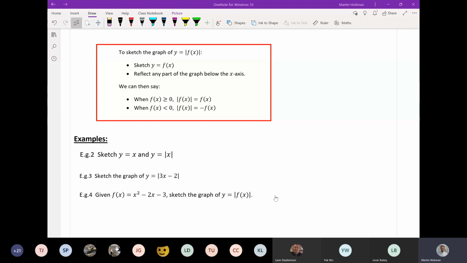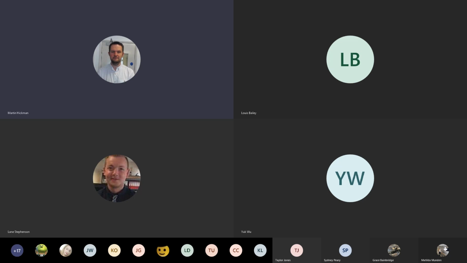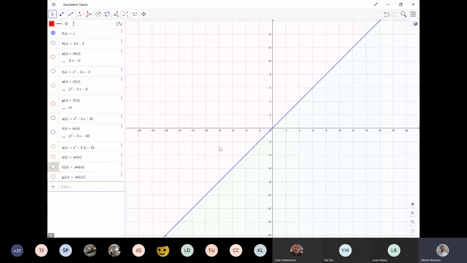I'm just going to quickly go to the chat, just check any questions. So what I'm going to do now is show you these 3 examples that are in your booklet. I'm going to show you my sketches at the end of this, but I'm going to go over to GeoGebra. So I'm just going to have to stop sharing my screen a second, and share my GeoGebra screen. Hopefully now you can see this. Let me know if you can't see the screen.